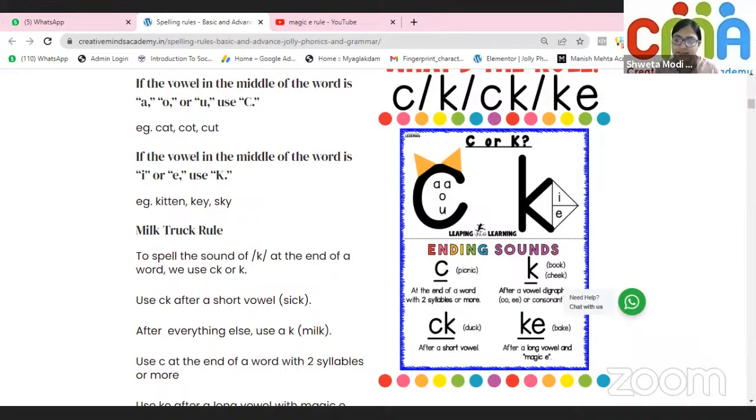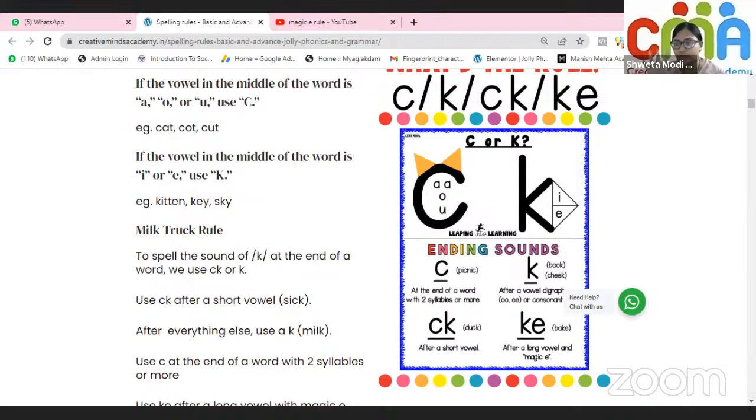Why KE is there? Because it is a long vowel sound with a magic E. So long vowel with a magic E will have KE. But if there's no magic E and a long vowel sound, like in the word cheek, then only K is there. So Vanita has written black, pluck, pick, peck, top. Great. So Vanita gets 10 points. Good.